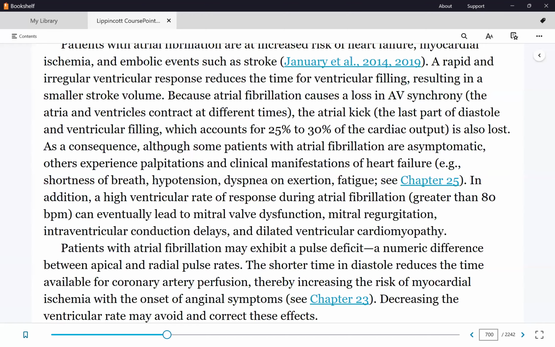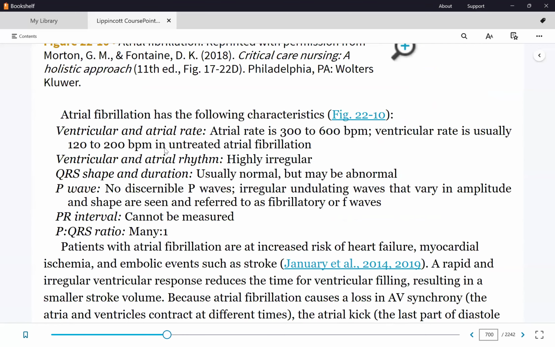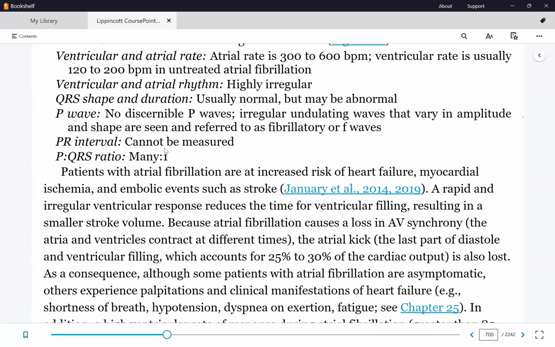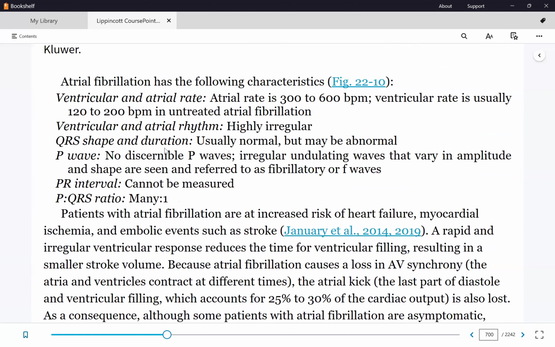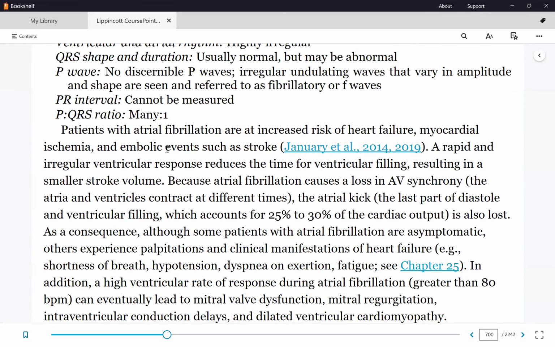I'm on page 700, right after the characteristics. You see the characteristics there in italics: ventricular and atrial rate, 300 to 600. Okay, are you with me? Okay. After that, look at that paragraph that starts with patients with atrial fibrillation are at increased risk of heart failure. Are you following? I'm on page 700. Elisha, did you find it?